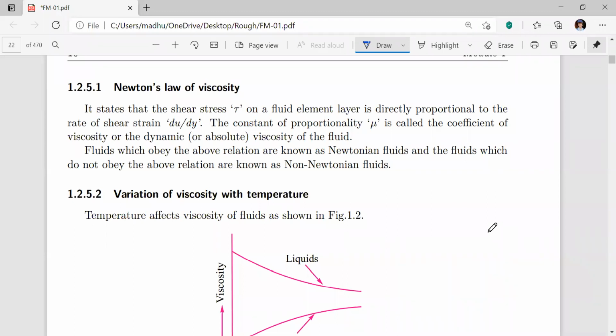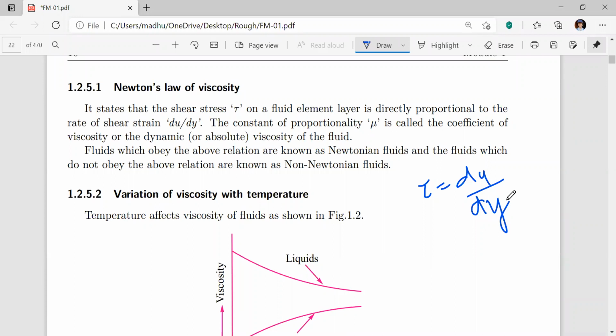So it is not a property, it is a law related to the viscosity. This Newton's law states that shear stress on a fluid element layer is directly proportional to the rate of shear strain. This we have already used. Tau is proportional to du by dy. This is what we call Newton's law of viscosity. So this equation, which we have used for the derivation of dynamic viscosity, is nothing but Newton's law of viscosity.